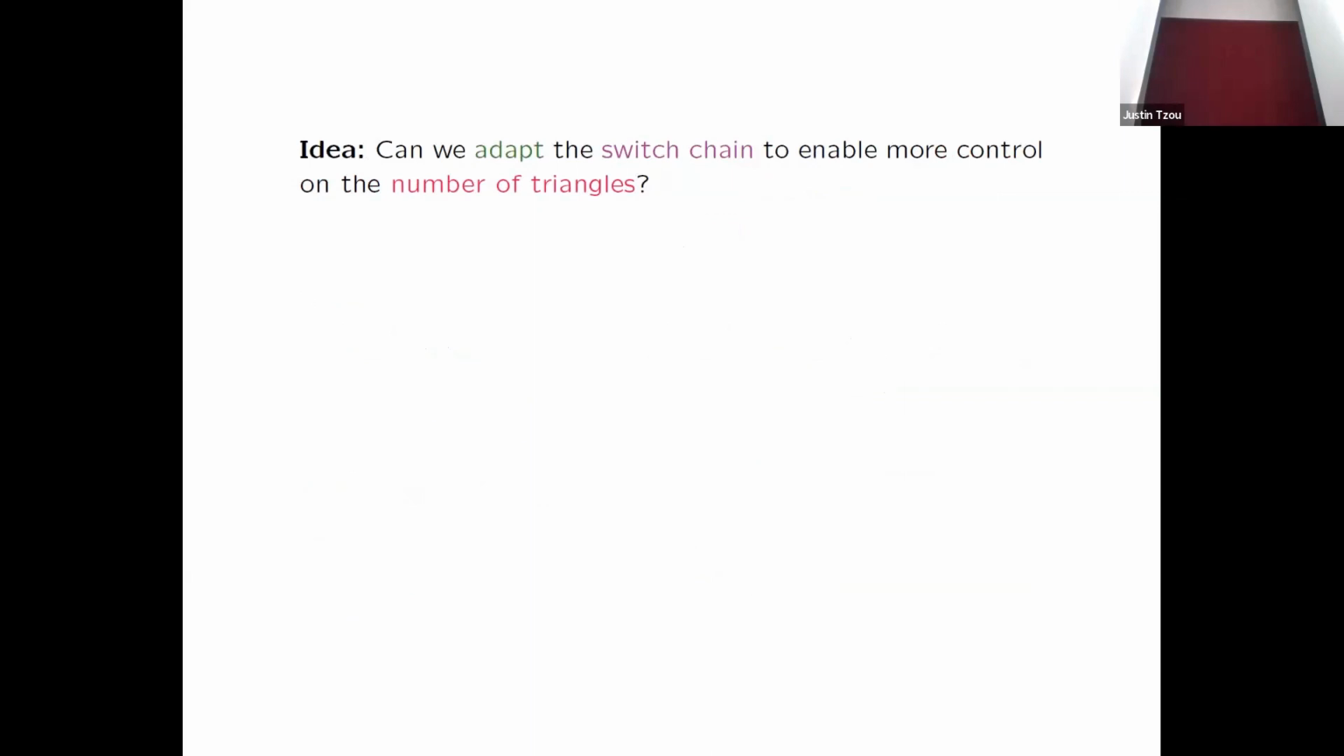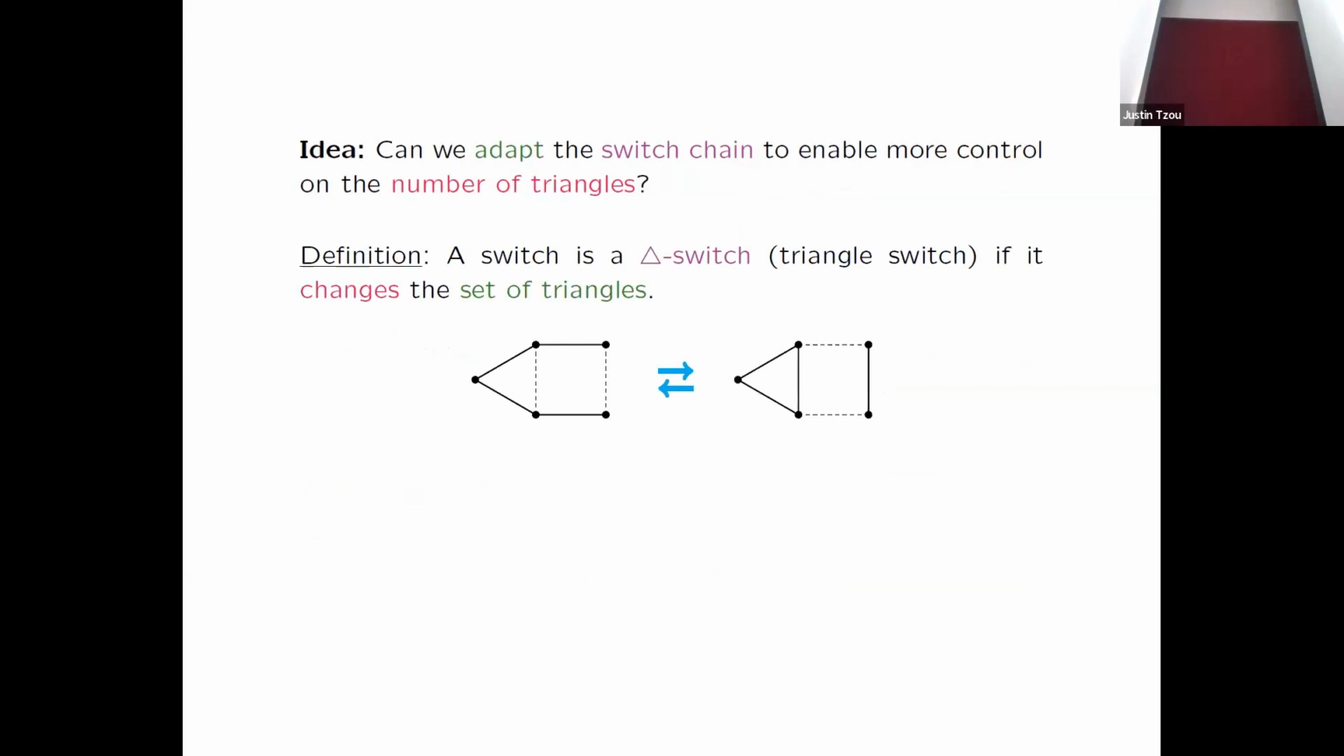What can we do? So what we decided to do was just adapt the switch chain so that it allowed us to play with triangles a bit. What we decided to work with was a subset of the switches, a restricted set of switches, which are called triangle switches. And a switch is a triangle switch if it changes the set of triangles. So from left to right, we create a triangle, and from right to left, we destroy at least one triangle.